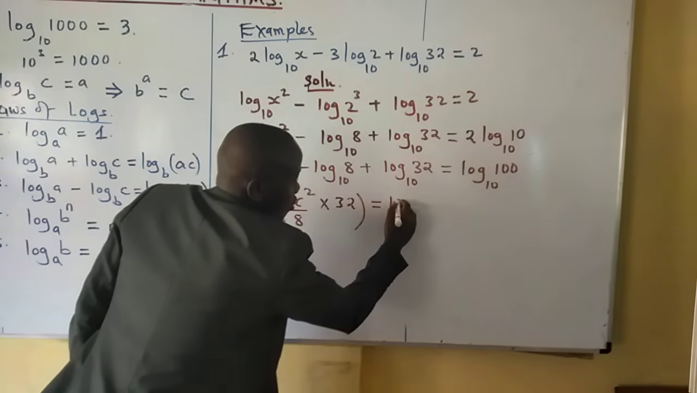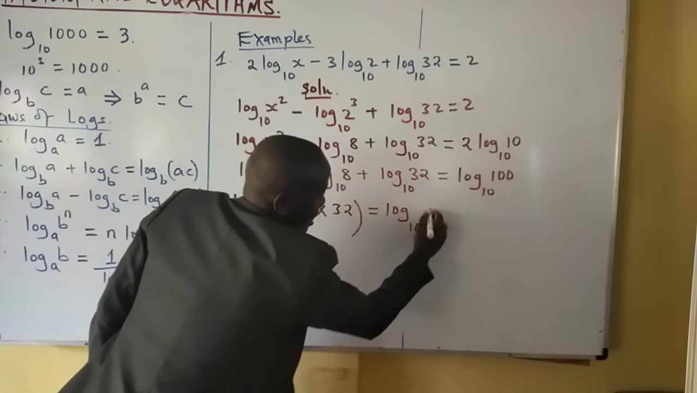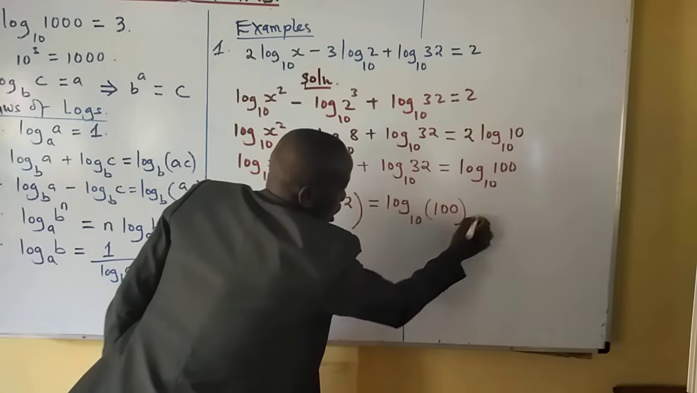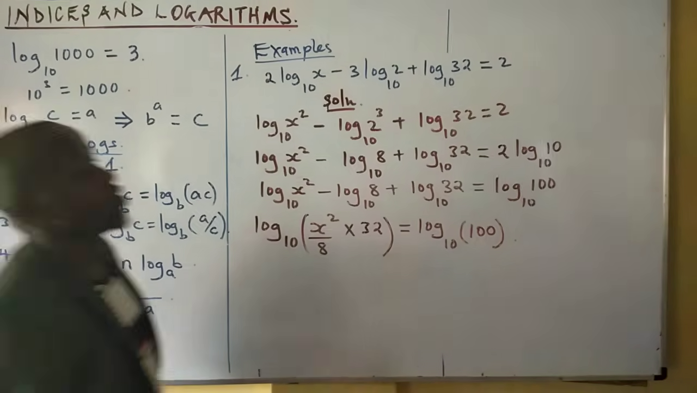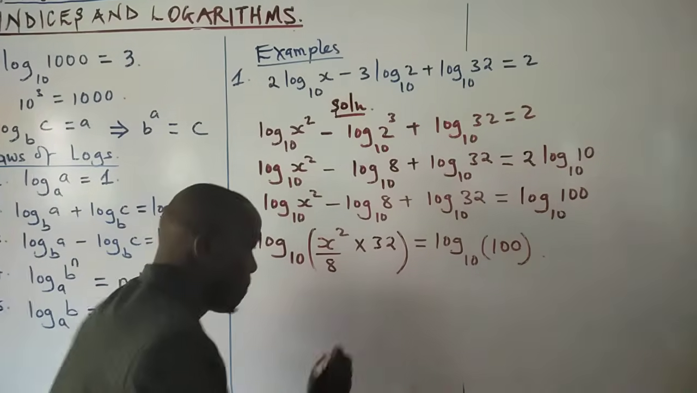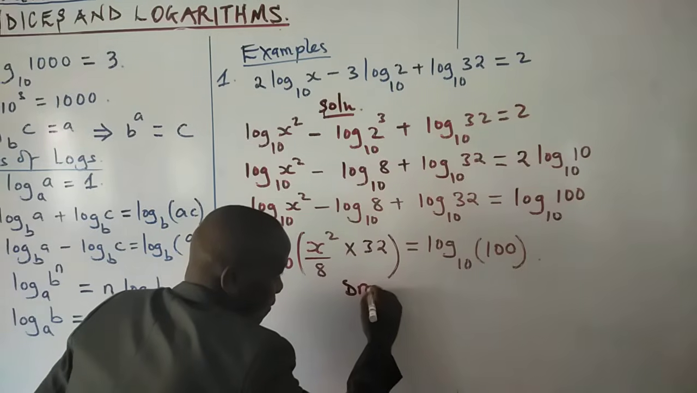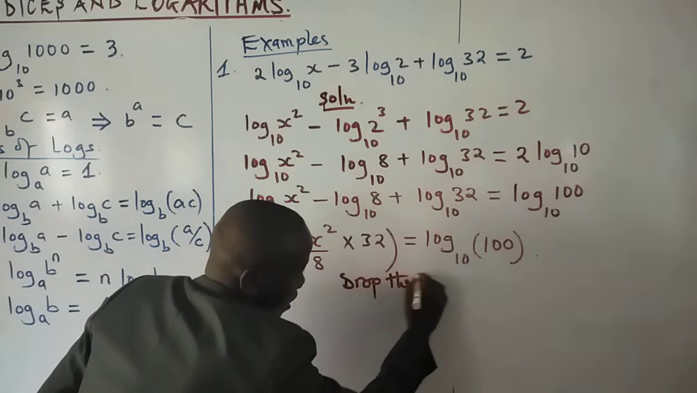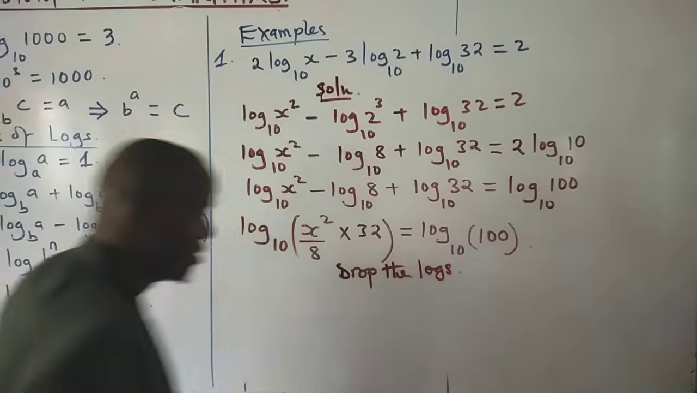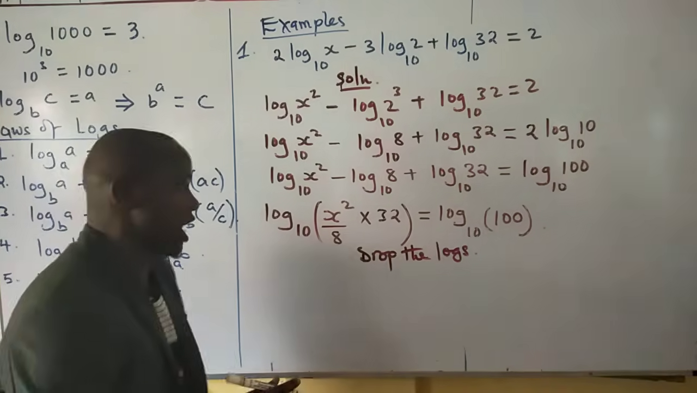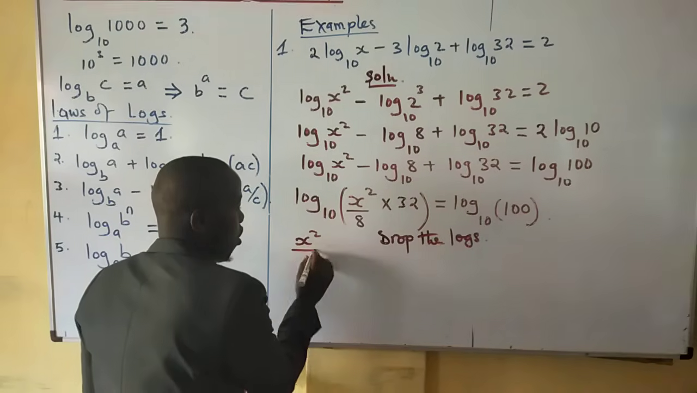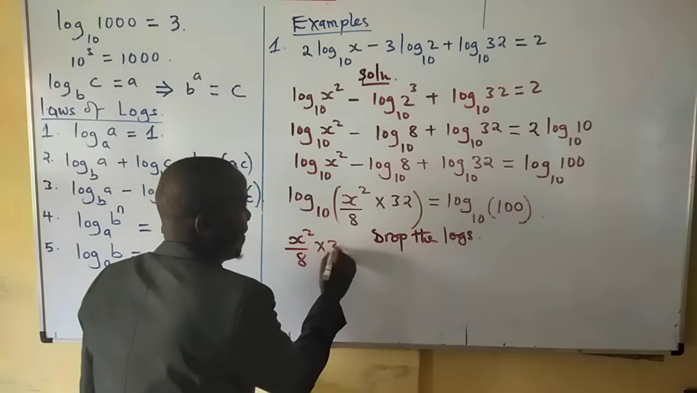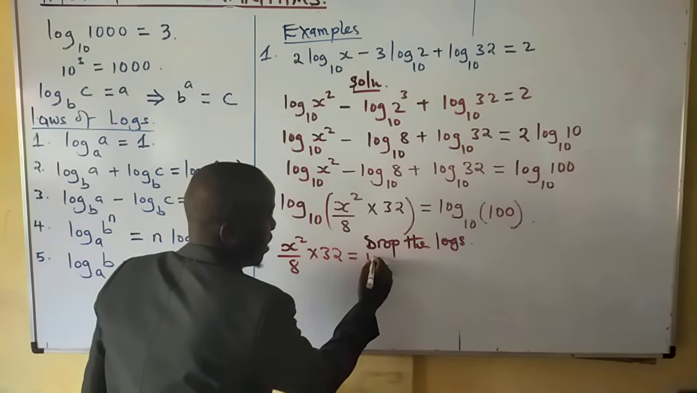is equal to log to base 10 of 100. At that level, now you can be free to drop the logs. Therefore, we say drop the logs. Don't cancel, just drop the logs. And now we can equate x squared all over 8 multiplied by 32 is equal to 100.